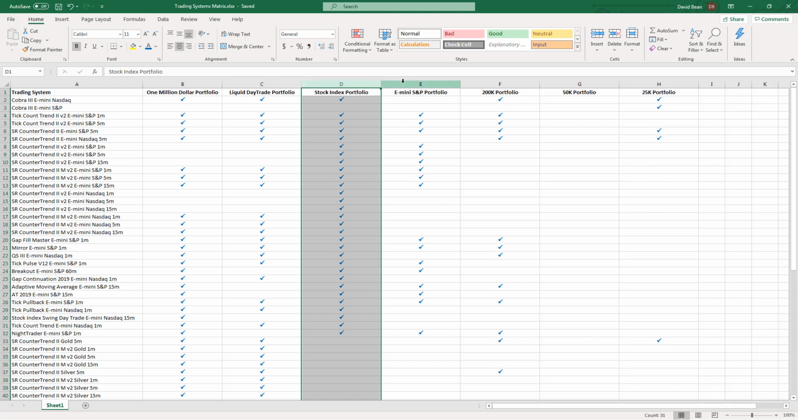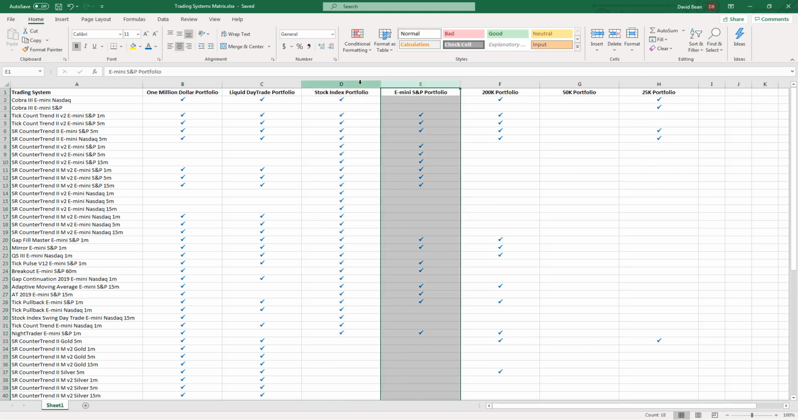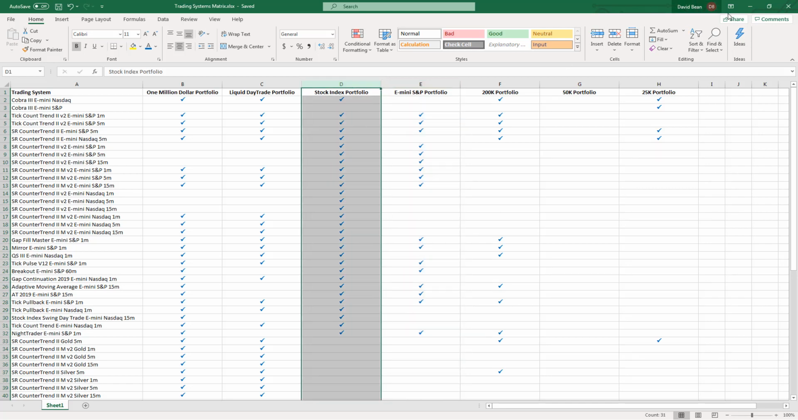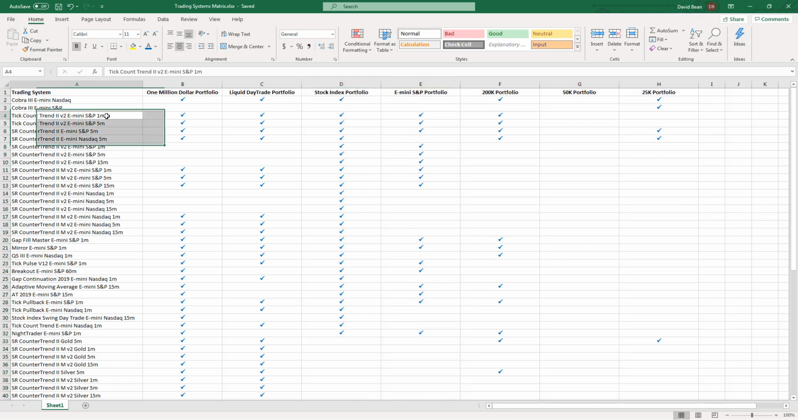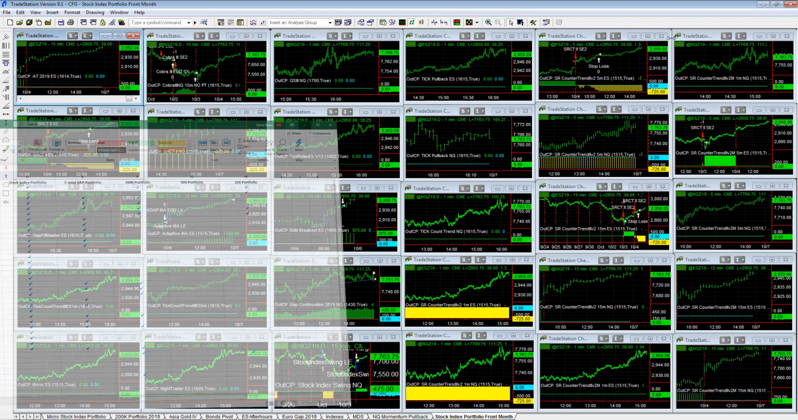And the E-mini S&P portfolio is a variation of the stock index portfolio that only includes the E-mini S&P strategy. So there's 17 S&P strategies, 13 Nasdaq strategies, and that is how this portfolio is set up. Once again, different time frames, trend and counter trend, and this is the stock index portfolio.